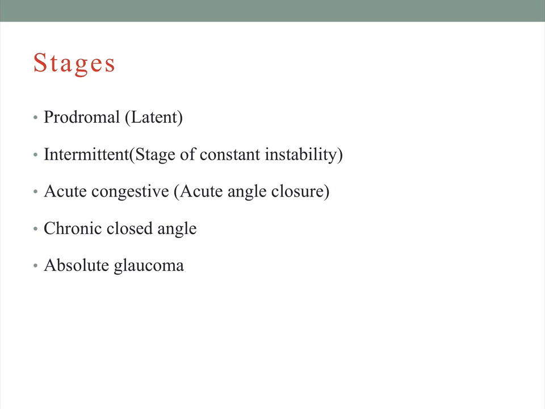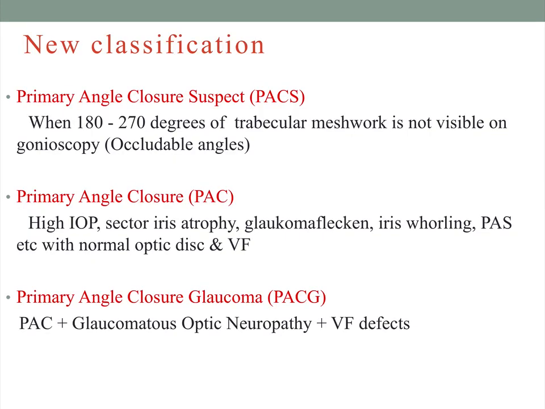Stages of narrow angle glaucoma. Previously, it was divided into 5 stages, that is, prodromal or latent stage, intermittent, acute congestive, chronic closed angle glaucoma, and absolute glaucoma. With the new system of classification, now narrow angle glaucoma is divided into 3 categories. This classification is based on gonioscopy and clinical findings. So the newer system of classification divides into three stages, that is primary angle closure suspect, primary angle closure, and primary angle closure glaucoma.